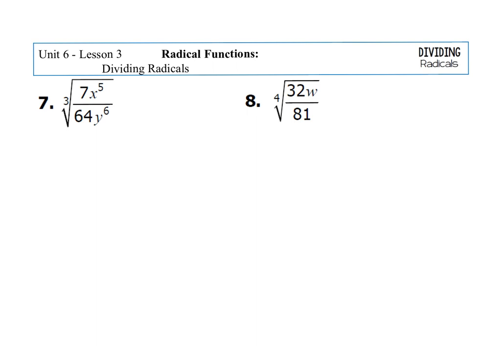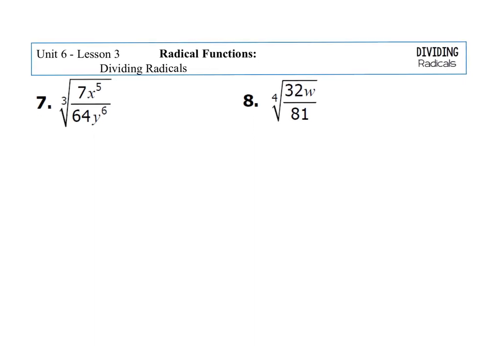Can they work together? Can they simplify each other? And they cannot. So we're going to leave them the same. And then the numerator, we have x to the 5th. The denominator has y to the 6th. They have different letters. So again, these two, numerator and denominator, they cannot work together. So we are going to let them work separately.